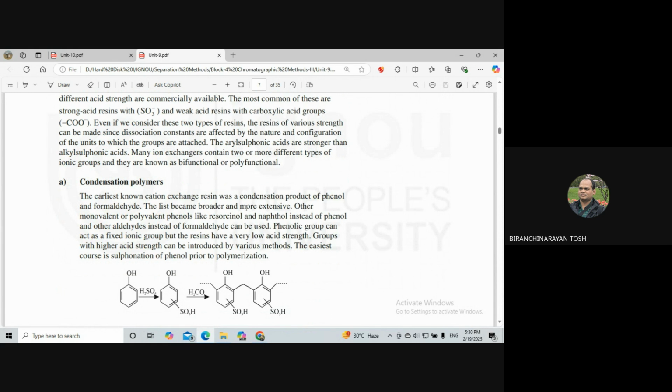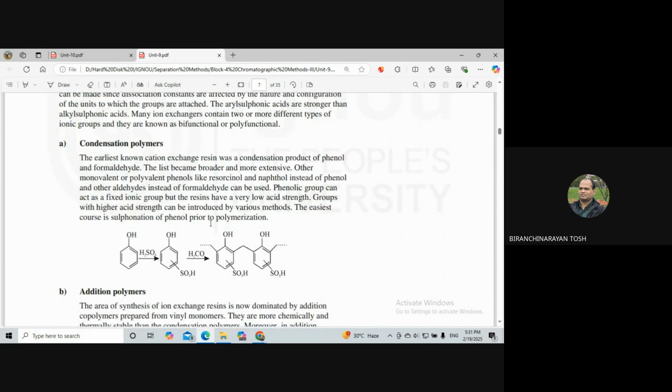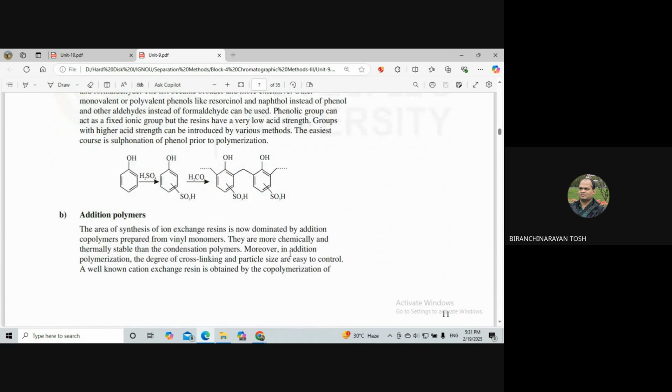Okay, so monovalent or polyvalent phenols like resorcinol and naphthol instead of phenol, and other aldehydes instead of formaldehyde can also be used. Phenolic groups can act as a fixed ionic group, but the resins have a very low acid strength. Groups with higher acid strength can be introduced by various methods. So the easiest course is the sulfonation of phenol prior to polymerization. So we'll get phenol sulfonic acid, then we have to polymerize.